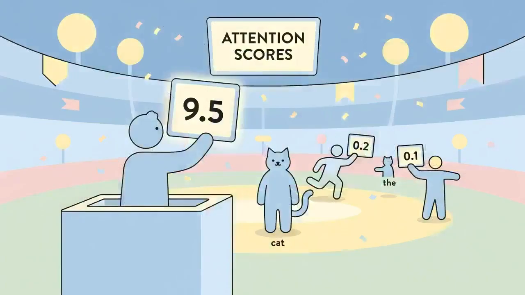Every word in a sentence gets a score, a number between 0 and 1, that says how much attention it deserves. The word cat might receive a score of 0.9 when predicting the next word, because cat and sat are closely related. The word the might receive only 0.1 because it carries less predictive meaning. These scores are the currency of attention.